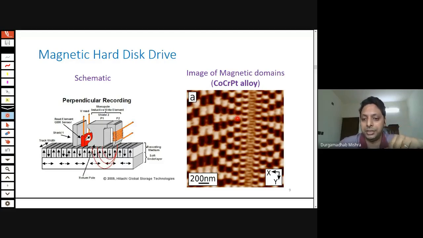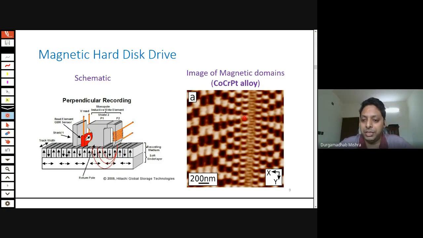You are looking at the plate from the top, and look at the size. What is the size of this domain? Here the scale bar that I have put is about 200 nanometers.